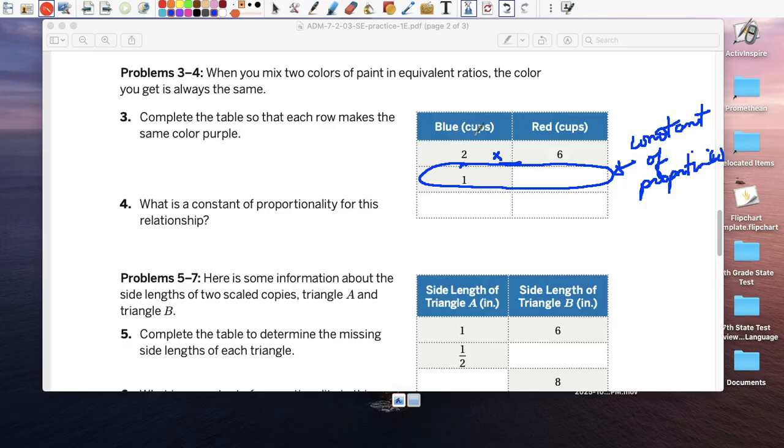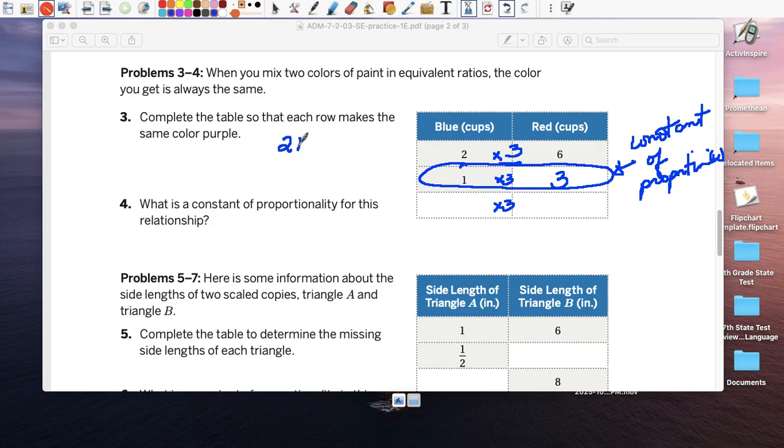Okay, and obviously, to find this, how did the 2 become a 6? What's the relationship here? It would be times 3, right? So this would be times 3, and this would be times 3. So if I had 1 cup of blue paint, how many cups of red would I need? Remember what we said the other day about equivalent ratios.